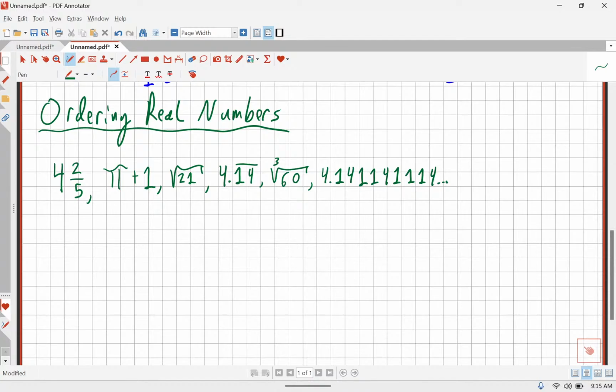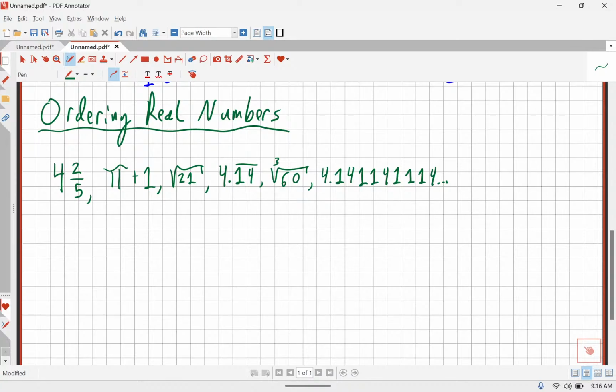Okay, can I get you guys back up here in 5, 4, 3, 2, 1? All right, guys. Who thinks the least amount of dog food is 4 2/5? Okay. Who thinks it's pi plus 1? Couple. Square root of 21? 4.14 repeating. Okay. Third root of 60? 4.14114, 1114, 1111, all that.